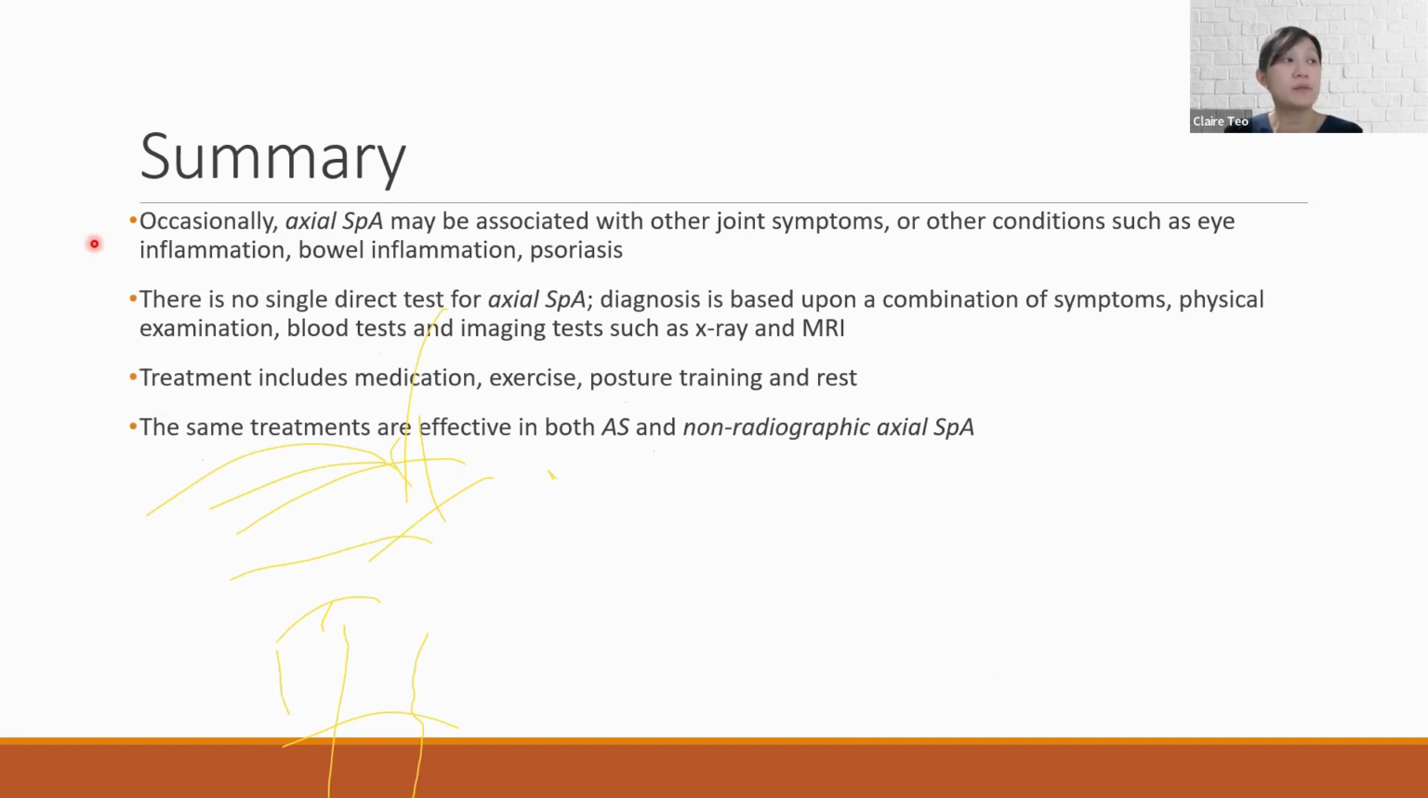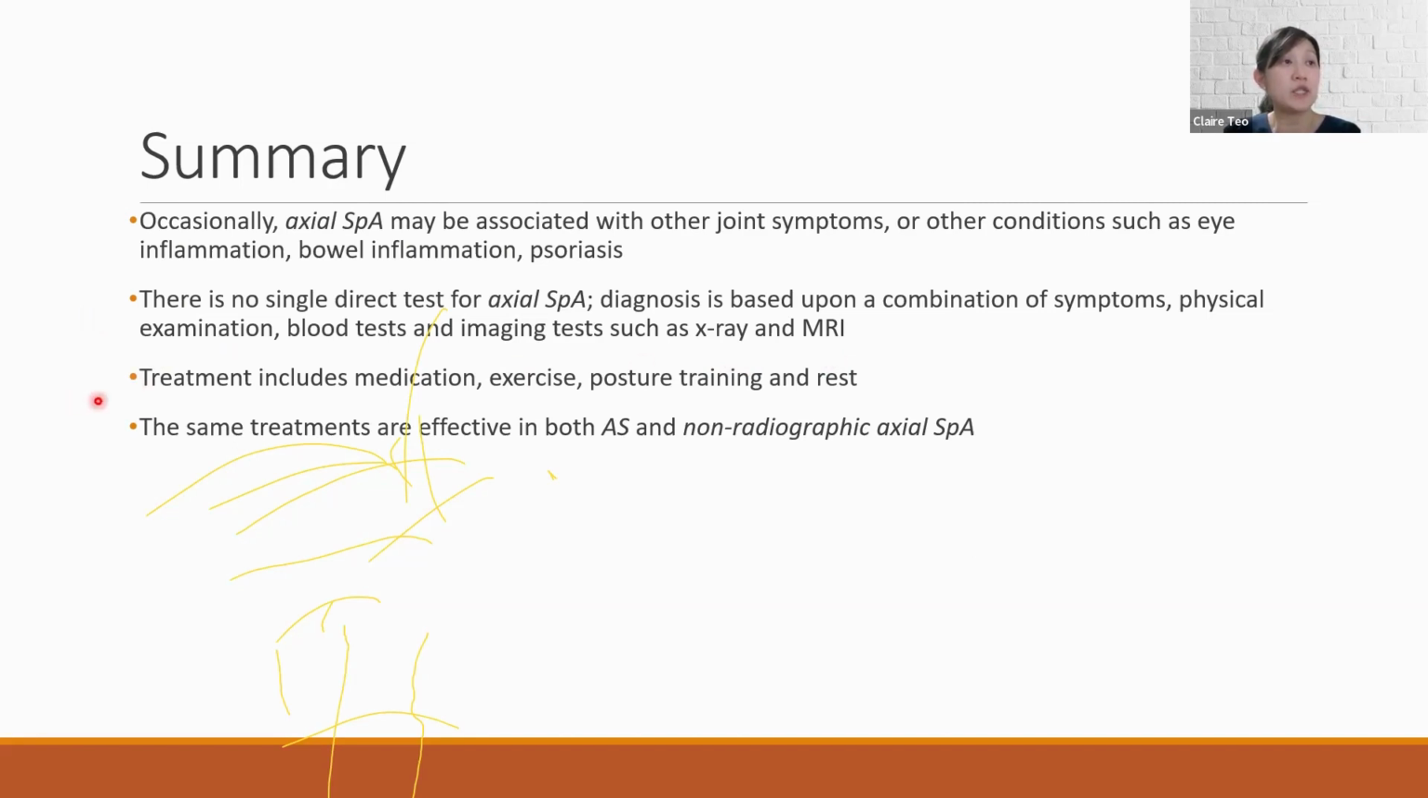Occasionally, axial SpA may be associated with other joint symptoms or other conditions such as eye inflammation, bowel inflammation, and psoriasis. There's no one single direct test for axial SpA. Diagnosis is based upon a combination of symptoms, physical examination, blood tests, and imaging tests such as X-ray and MRI.